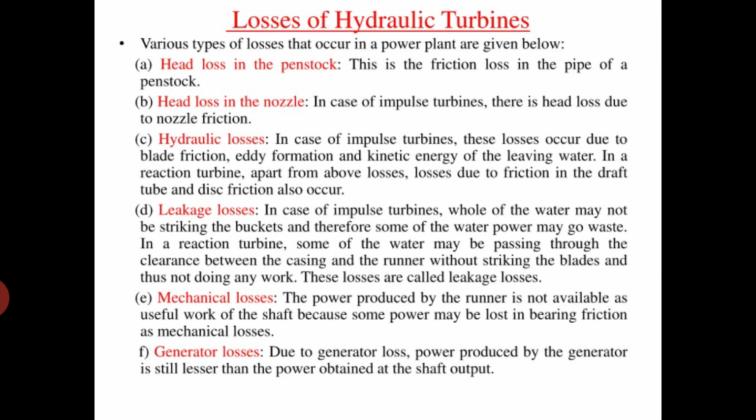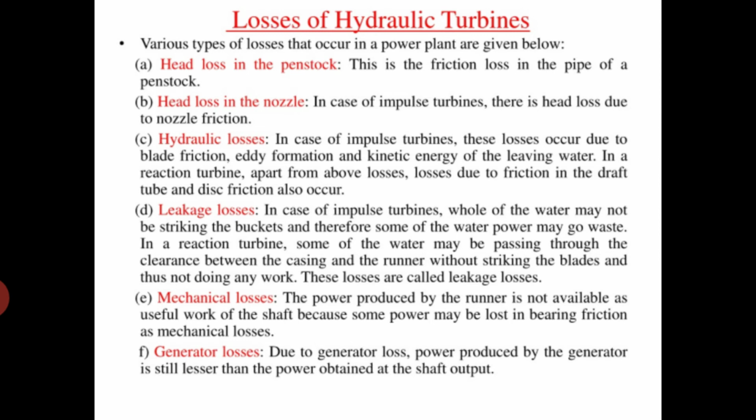The first loss is the head loss in the penstock. As water starts flowing through a penstock, there is friction loss in the pipe of the penstock. Then the second loss is the head loss in the nozzle, as the water comes out of the nozzle, which is fitted at the end of the penstock. So in the case of an impulse turbine, there is a head loss due to the nozzle friction. The third loss will be the hydraulic losses.